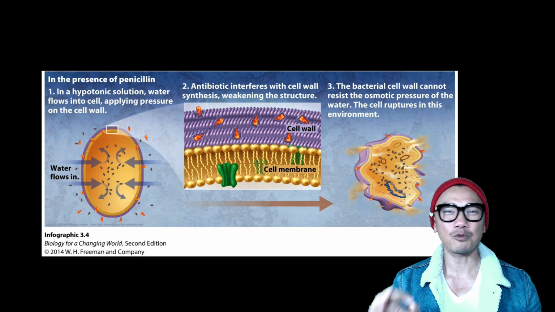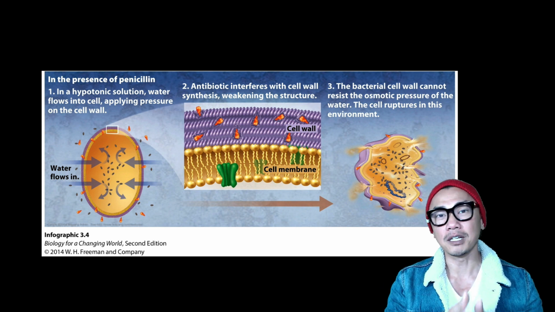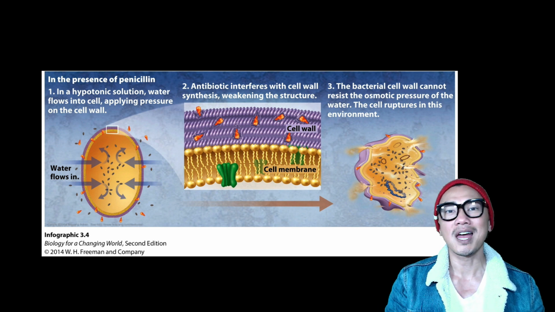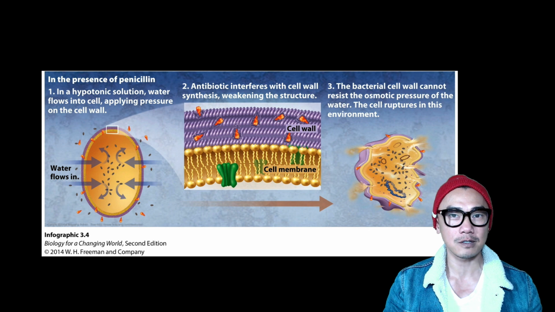This infographic reviews how penicillin weakens the bacterial cell wall by interfering with its synthesis. As a result, water rushes in and causes the cell to burst.